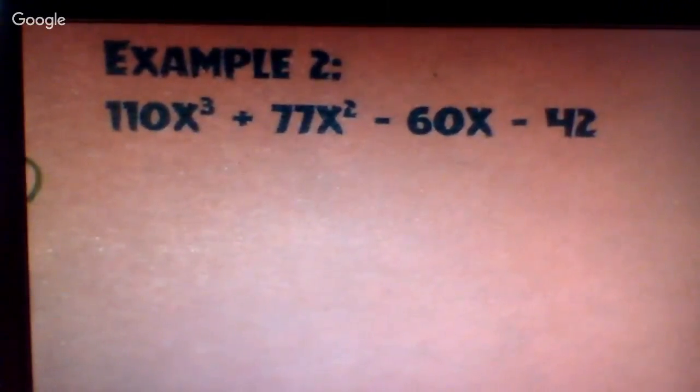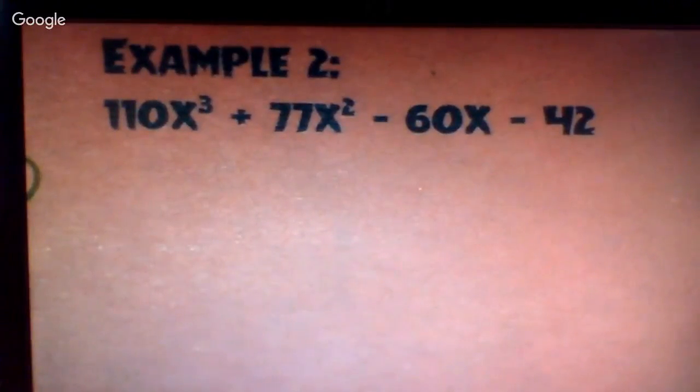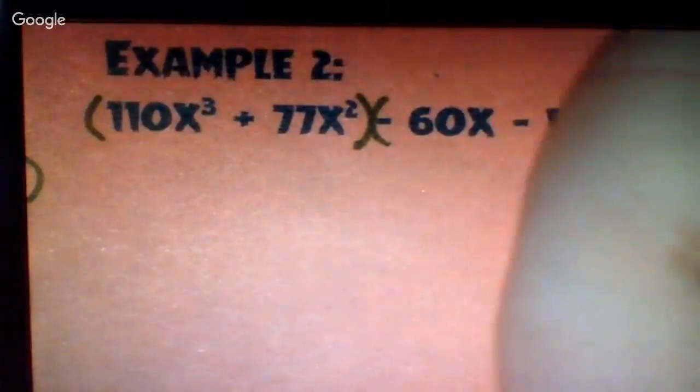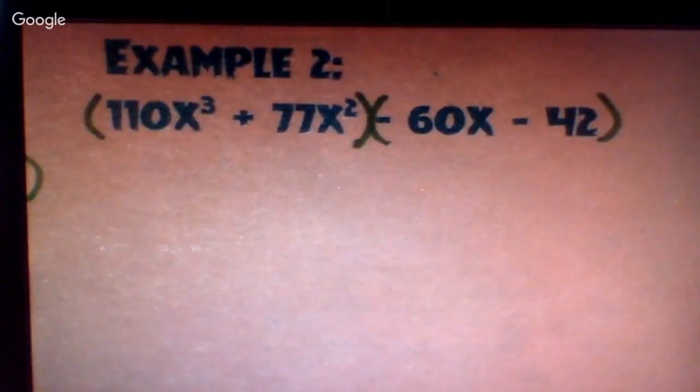Example 2. Again, step 1, split this into 2s. Okay, we need to find out what we can pull out of 110 and 77.